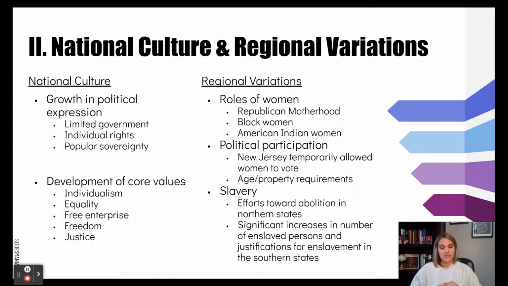However, in the southern states, we see significant increases in the number of enslaved persons, and along with that, justifications for enslavement increased. And so there we see some of the aspects of a national culture developing, while also having those regional variations become pretty significant right away.